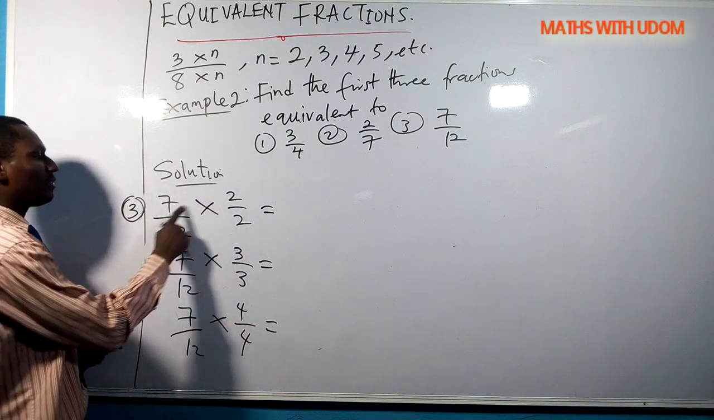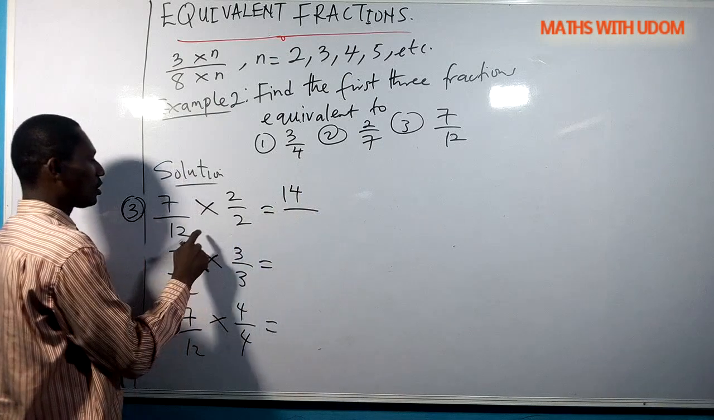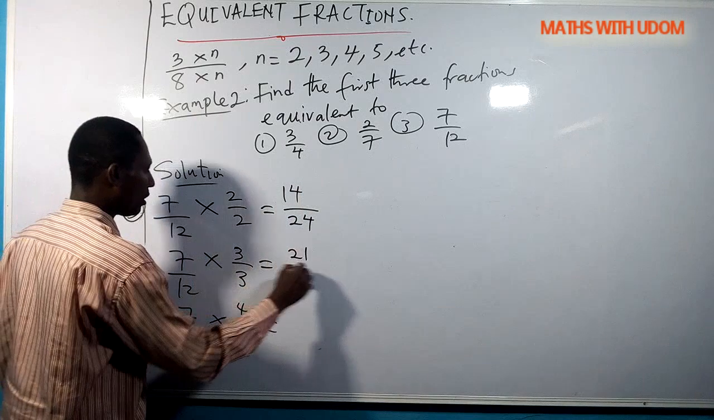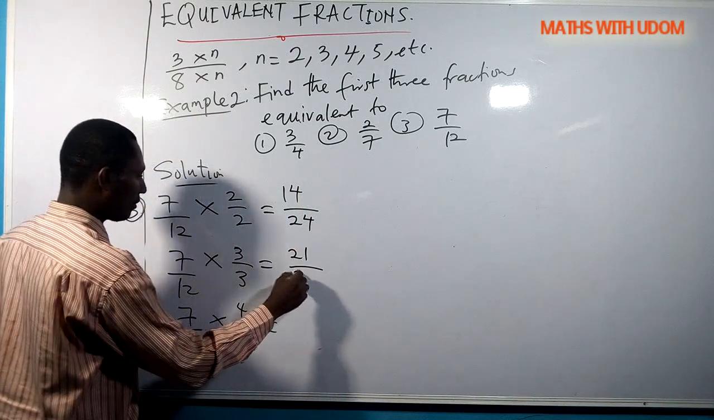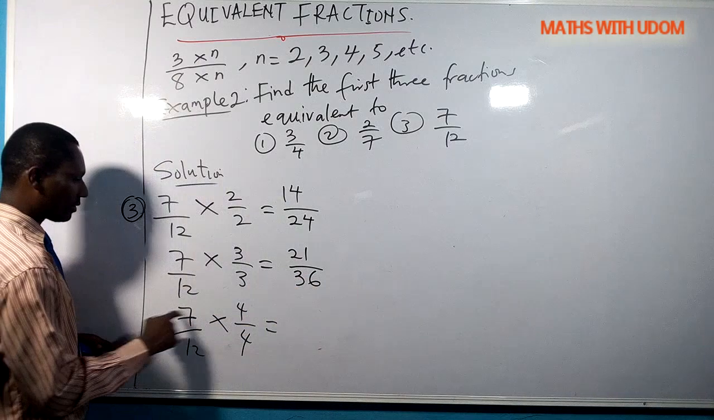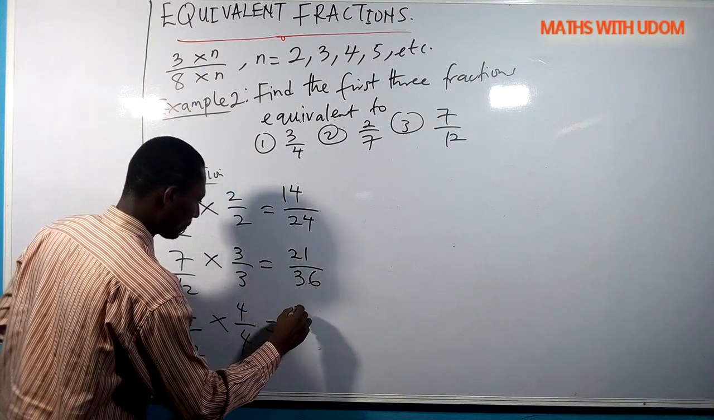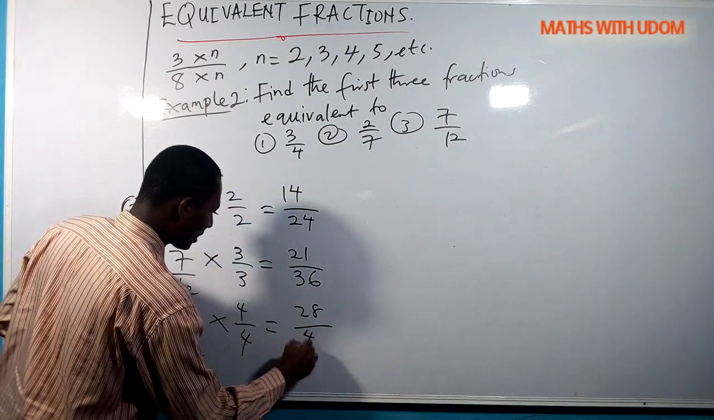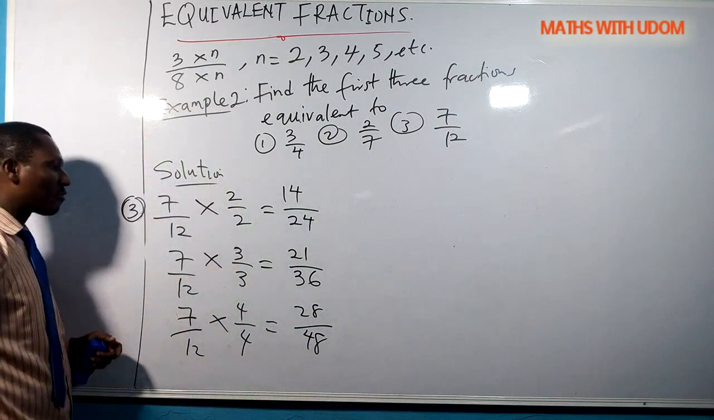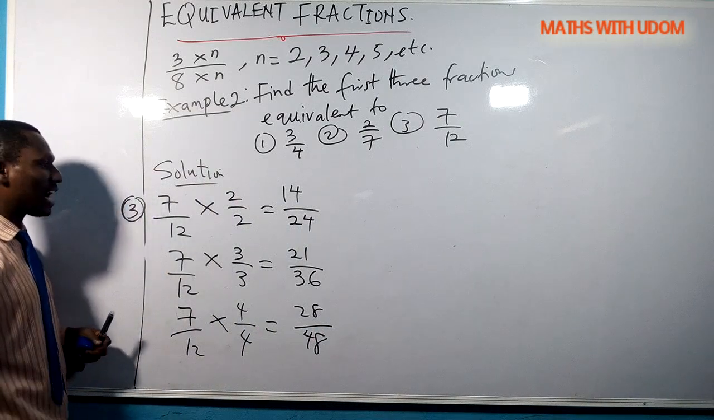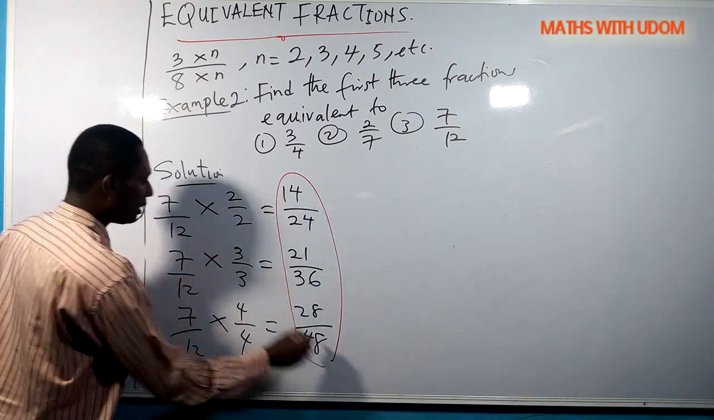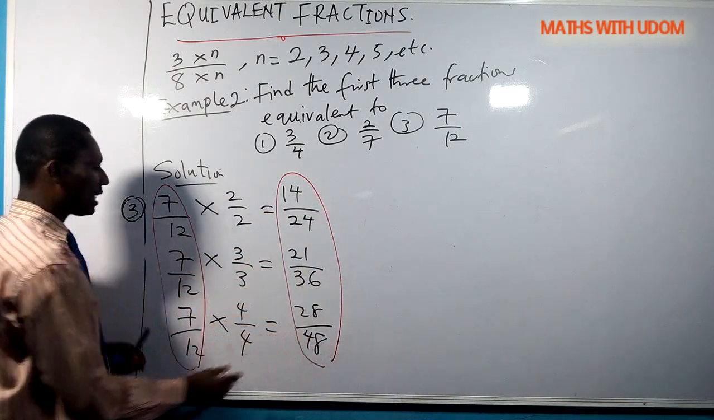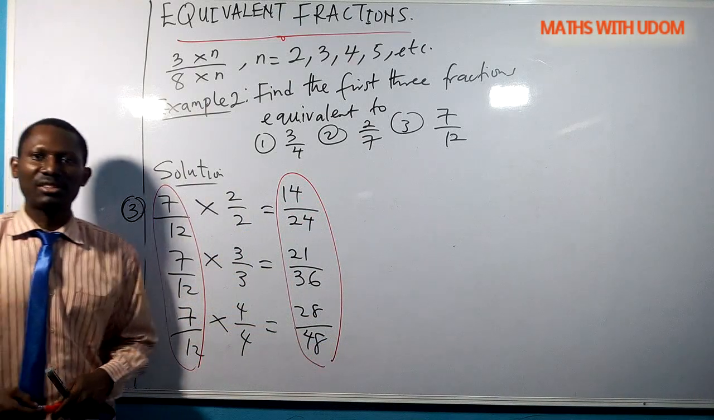So for the first one, 7 times 2, 14. 12 times 2 is 24. 7 times 3, 21. Then 12 times 3, I will have 36. 7 times 4, 28. Divided by 12 times 4, I will have 48. So what do you notice? All the fractions on the right hand side are equal to those on the left hand side. If you reduce all this on the right hand side, you get all the ones on the left hand side.